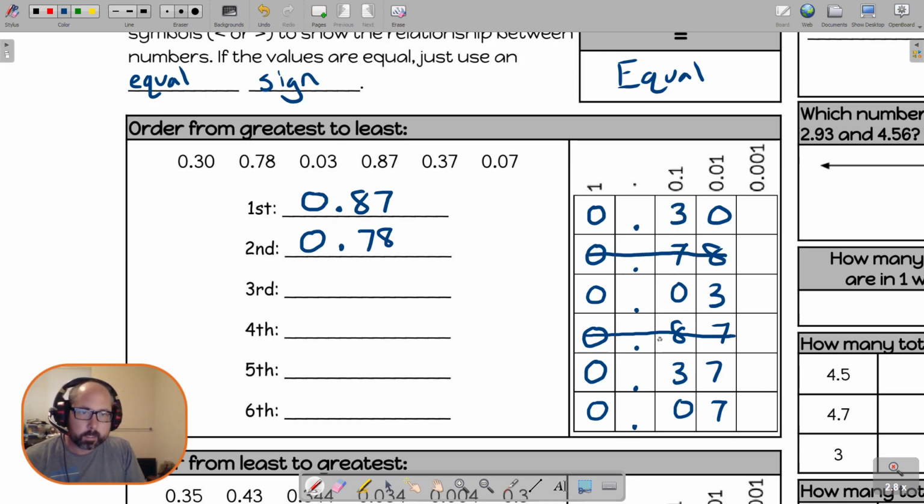Next, I have a 3. Ooh, and another 3. Okay, so I have this top one and this one down here. The other two are zeros. So I'm going to go to the next place value just to settle this tie. Both have 3 dimes here. Then we have 0 hundredths and 7 hundredths. So 3 dimes and 0 pennies versus 7 pennies. 7 pennies is going to win. So this is next, 0.37.